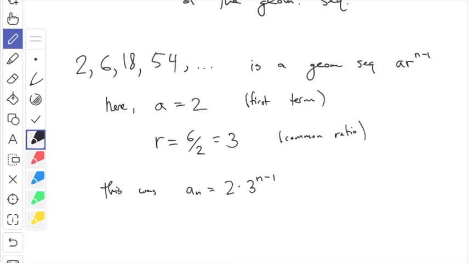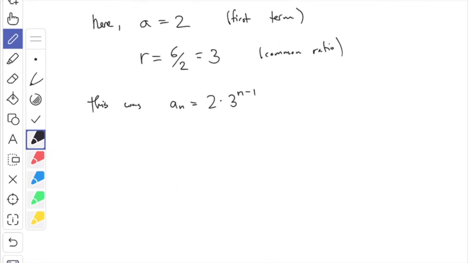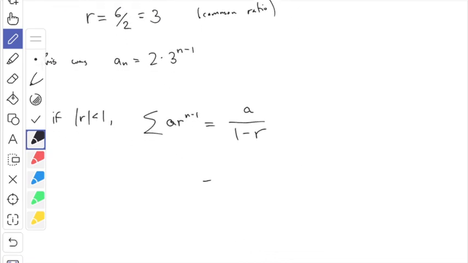And then our formula for the series, remember? If the absolute value of r is less than 1, then the series of a r to the n minus 1 equals a over 1 minus r. So the simple way to remember this answer here: the a is the first term, and the r is the common ratio.